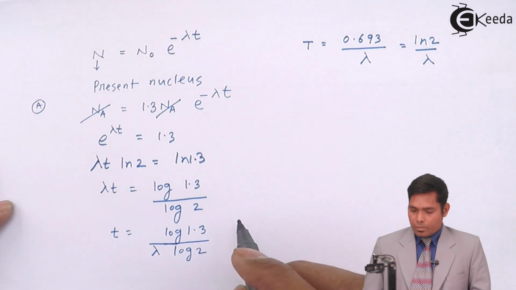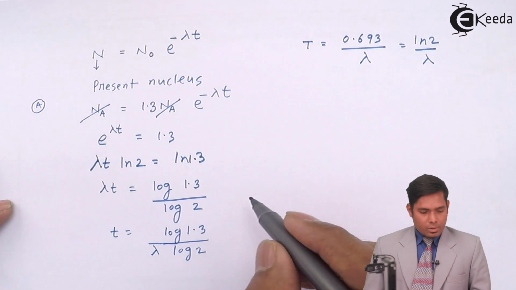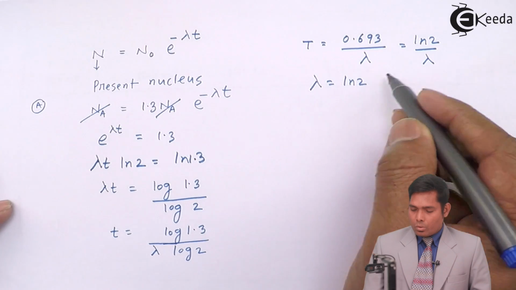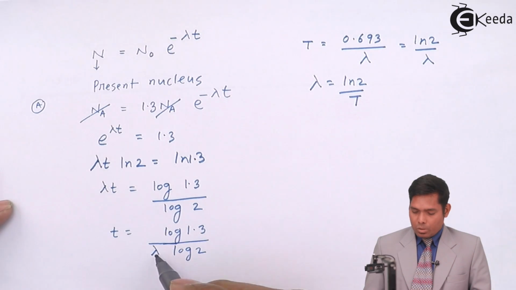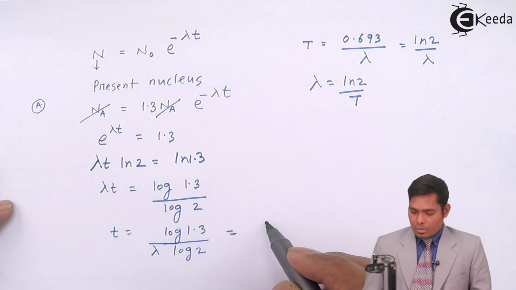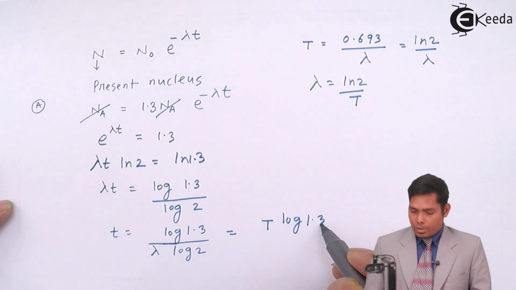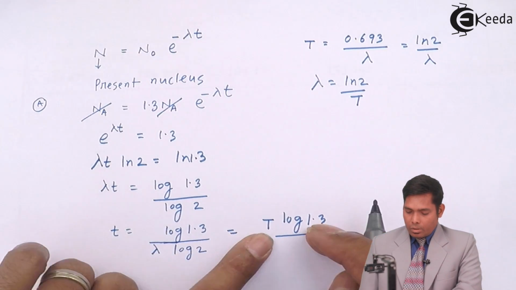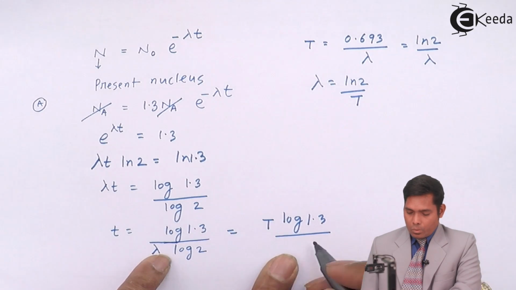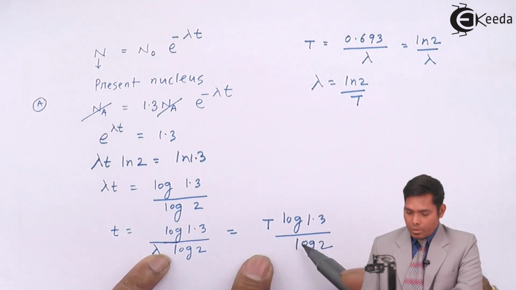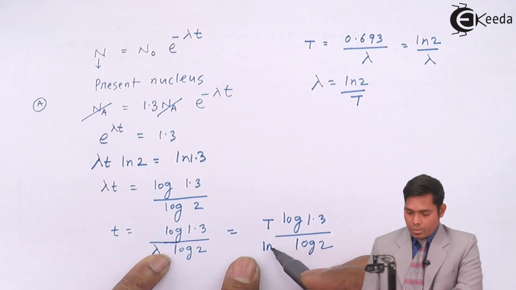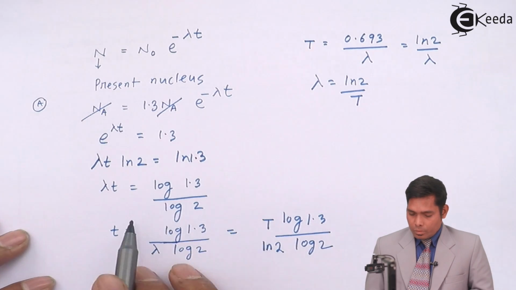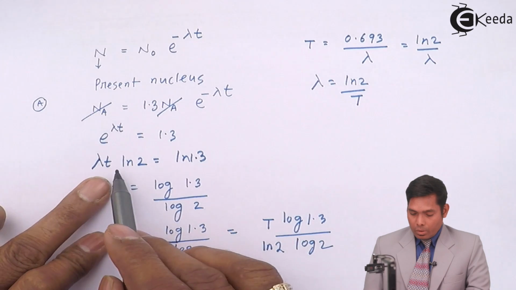So I'll write lambda as log 2 divided by T. I substitute here, and this will be T log of 1.3 divided by log 2, since lambda is log 2 divided by T.